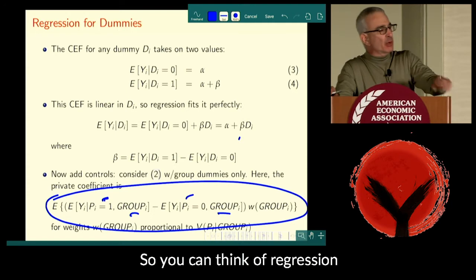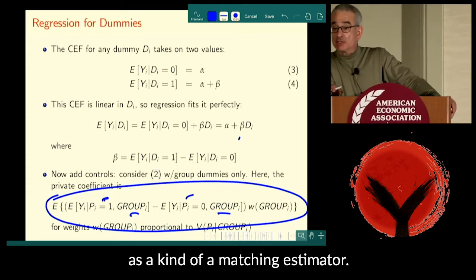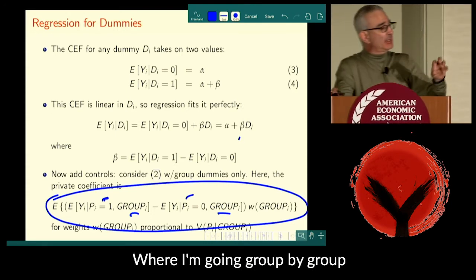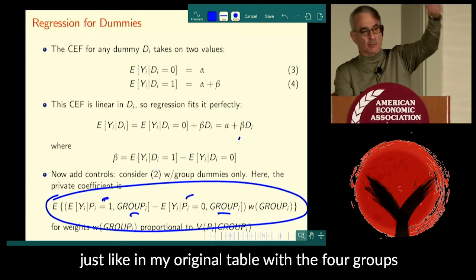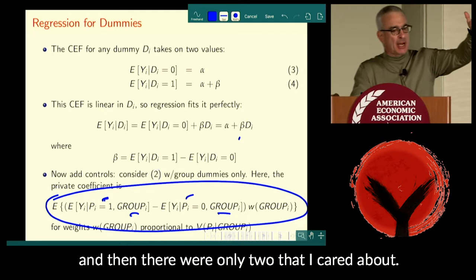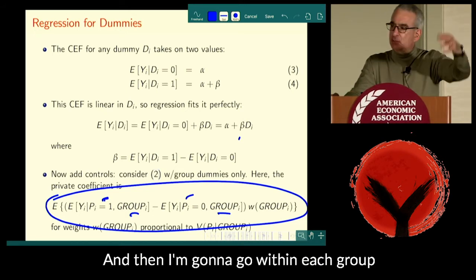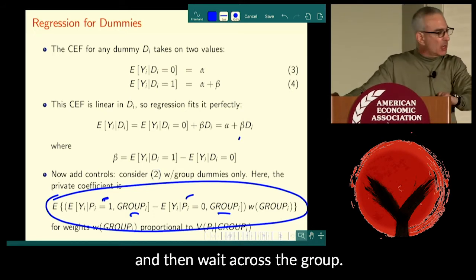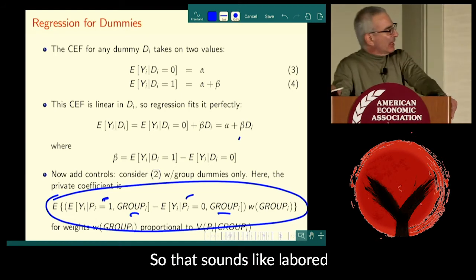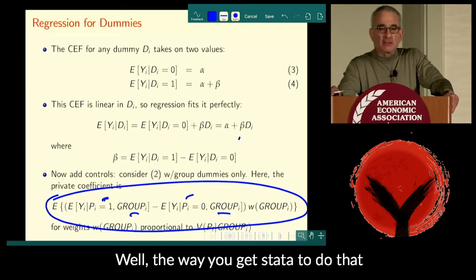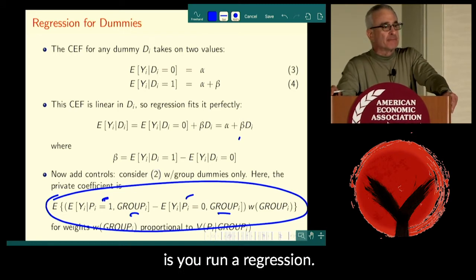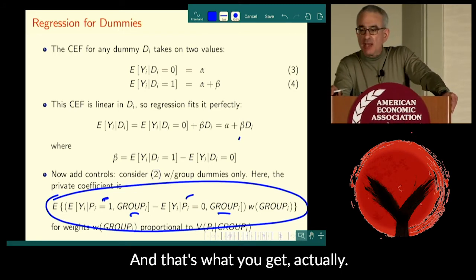So you could think of regression as a kind of matching estimator, where I'm going group by group, just like in my original table with the 4 groups, and then there were only 2 that I cared about. And then I'm going to go within each group and then weight across the groups. That sounds kind of labored. How would we get Stata to do that? Well, the way you get Stata to do that is you run a regression. And that's what you get, actually.